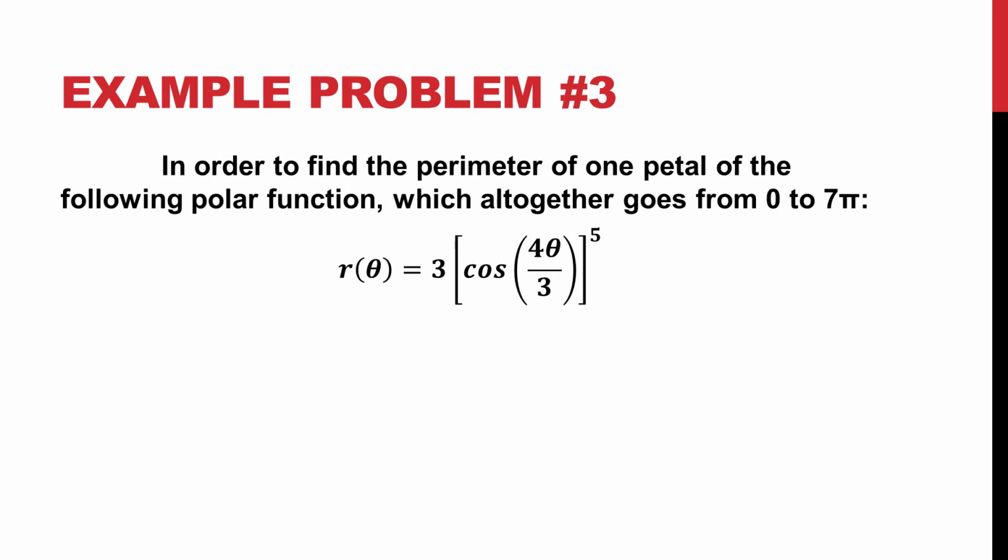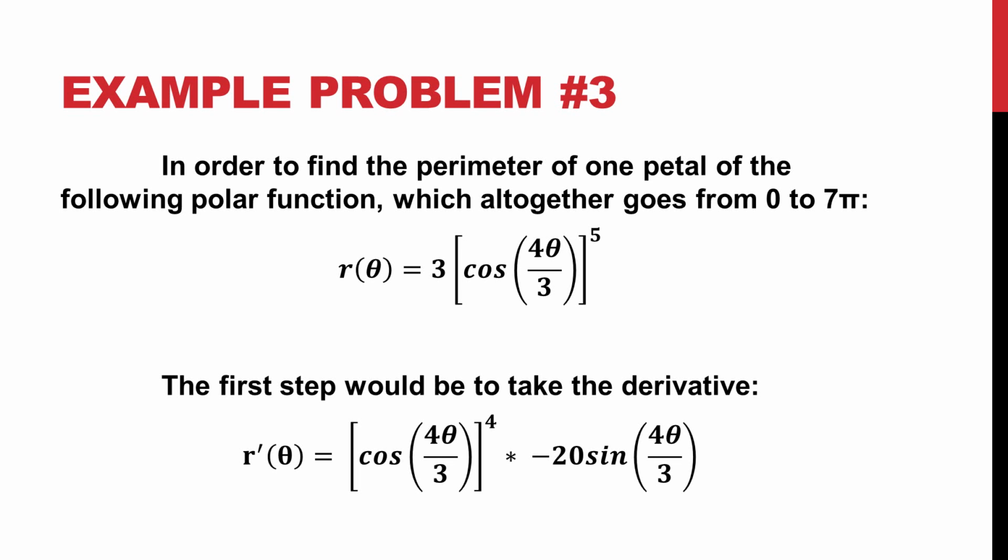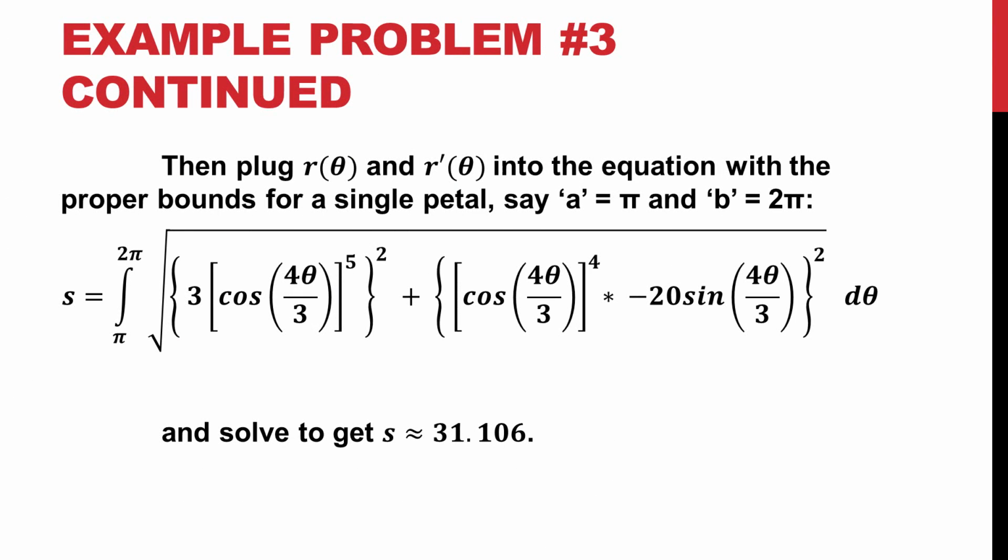Example problem number 3. In order to find the perimeter of one petal of the following polar function, which altogether goes from 0 to 7 pi, the polar equation being r of theta is equal to 3 times cosine 4 theta over 3 to the 5th, the first step would be to take the derivative, being r prime of theta is equal to cosine 4 theta over 3 to the 4th times negative 20 sine 4 theta over 3. Then plug r theta and r prime theta into the equation with the proper bounds for a single petal, say a is equal to pi and b is equal to 2 pi, with s being shown below, and then solve for s is approximately equal to 31.106.